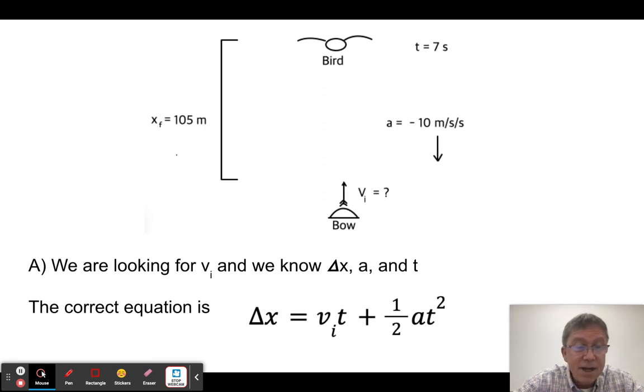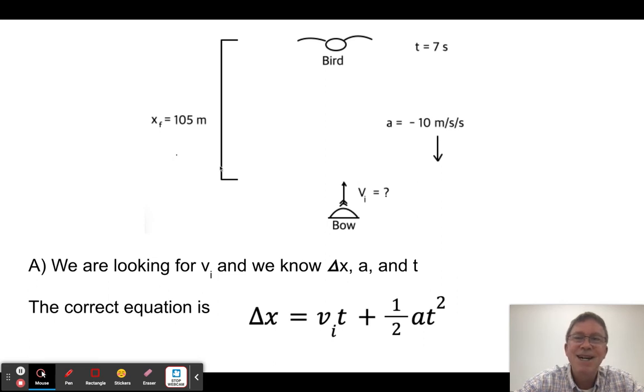It's in the air and there's gravity, so I have an acceleration and it's in the downward direction, so it's going to be negative 10 meters per second per second. And what I'm trying to find is the initial velocity of the arrow as it came out of the bow. That's what I know. All right.